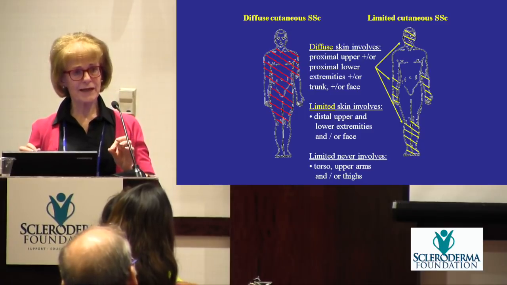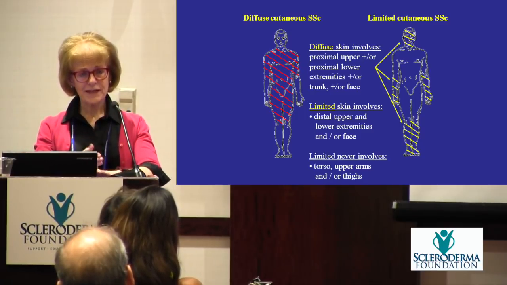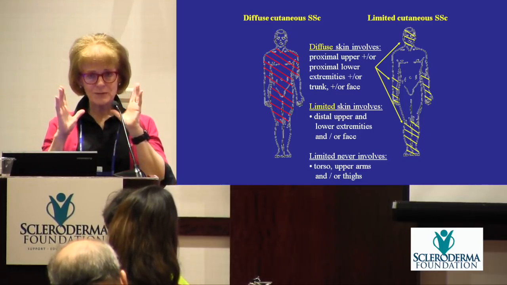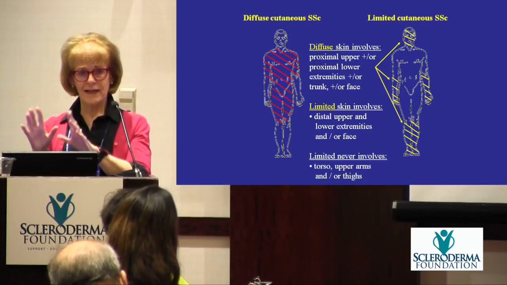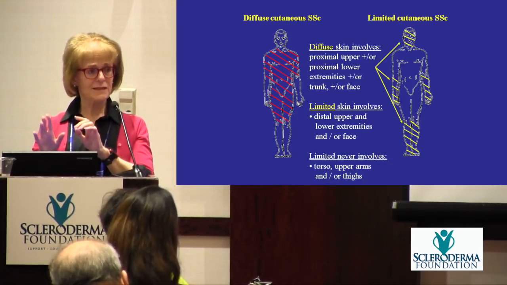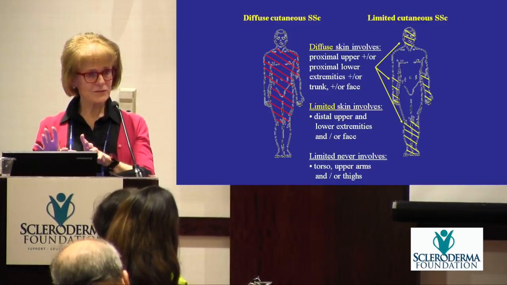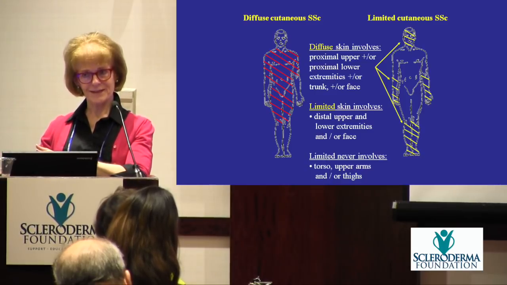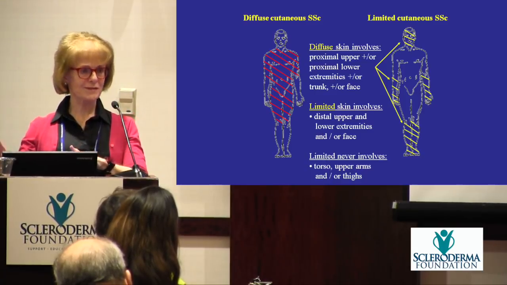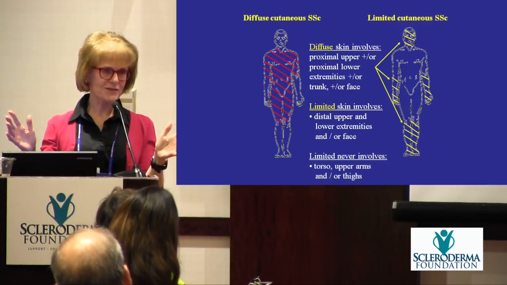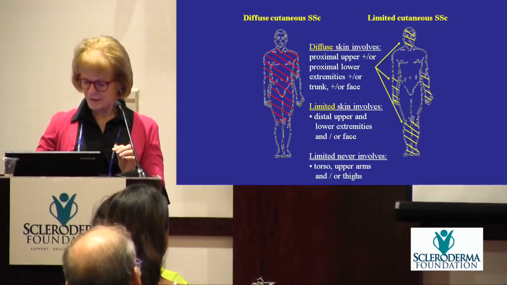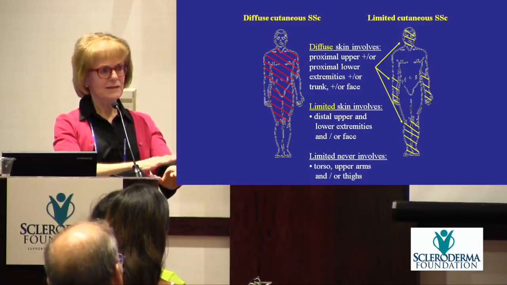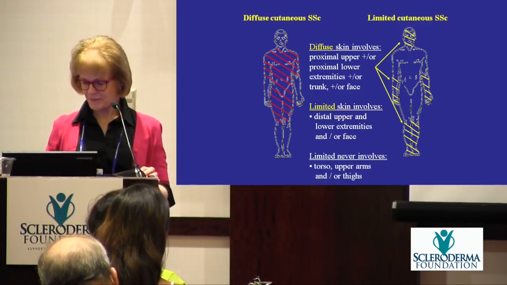If you're limited, then you have skin involvement from the elbows down, usually just affecting the hands, maybe also affecting the feet, perhaps also affecting the face. And after 2 years of disease, if your skin involvement remains that involving those areas, it's not going to be diffuse. Diffuse tends to happen in the first few years, certainly within 5 years of disease. So the limited involvement can involve the face, but the distal areas of the arms and legs.